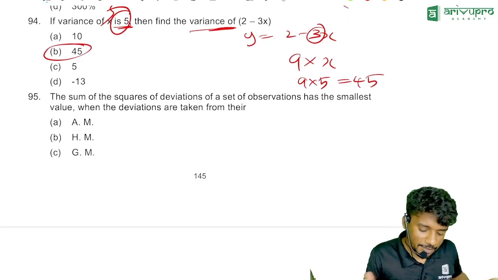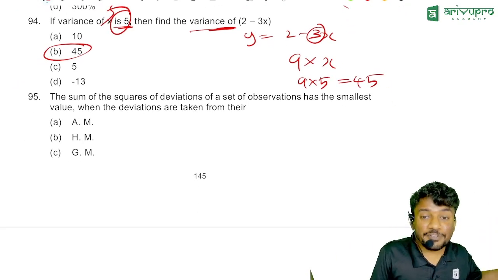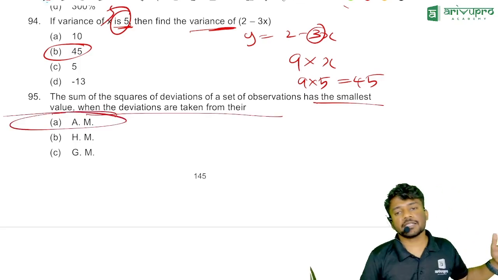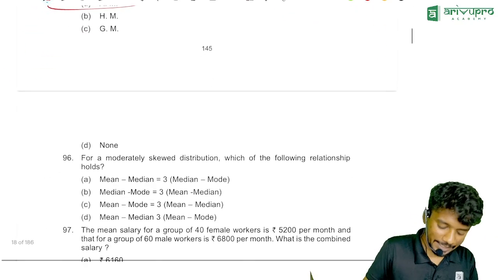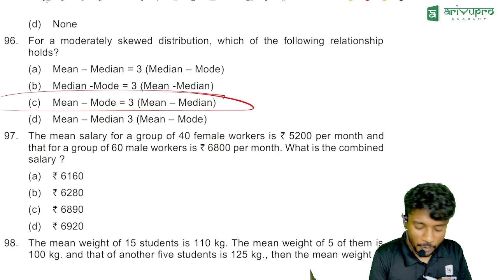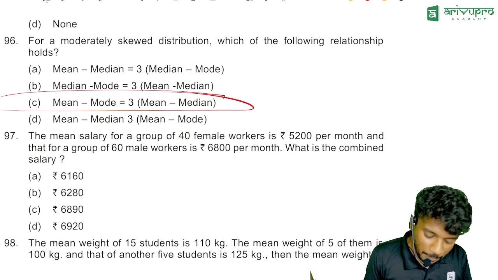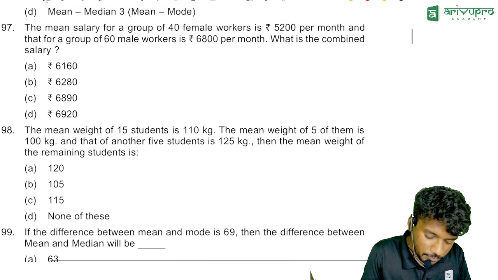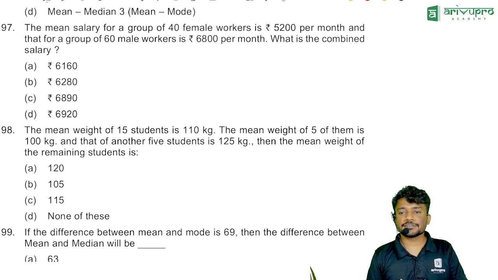Then the next one. The sum of the squares of deviation of a set of observations has the smallest value when the deviation is taken from the arithmetic mean. Always. Do you know this? Option: mean minus mode is equal to 3 into mean minus median when it is a moderately skewed distribution. Can you find the answer for me?